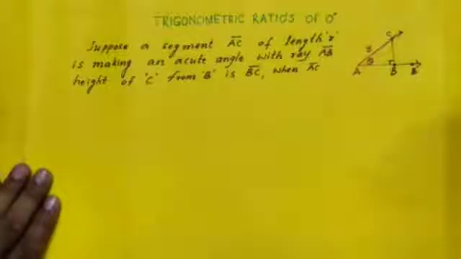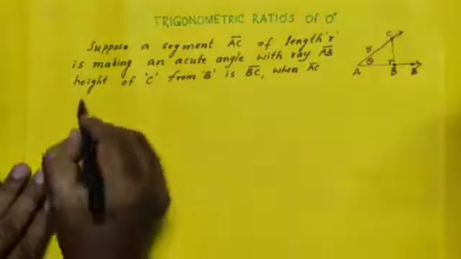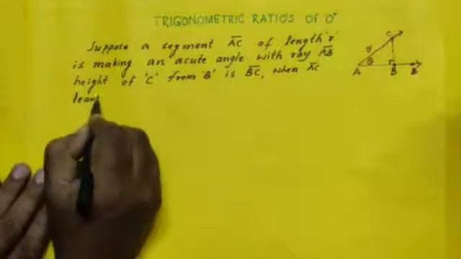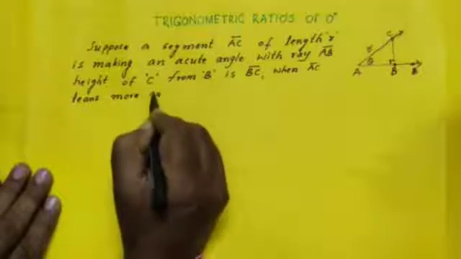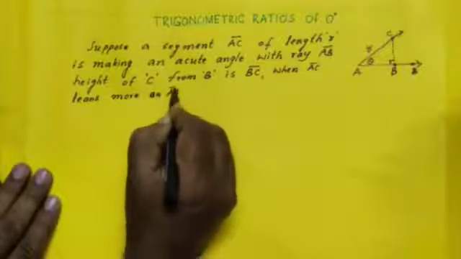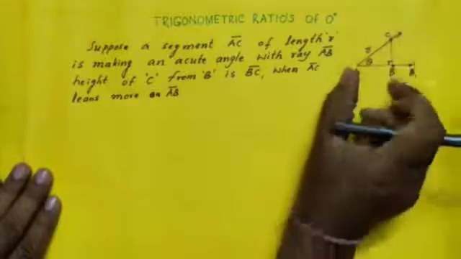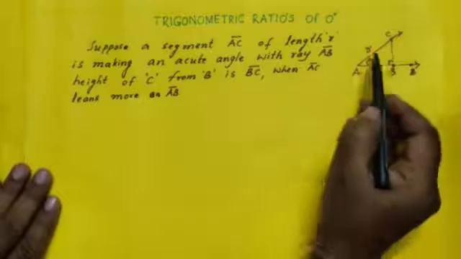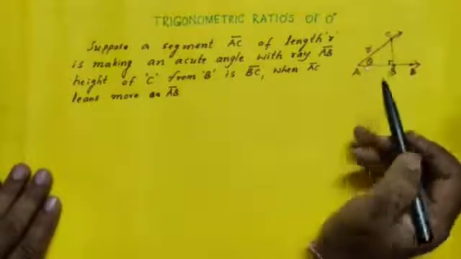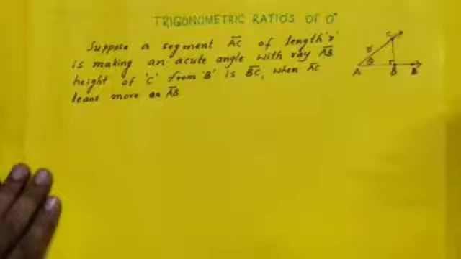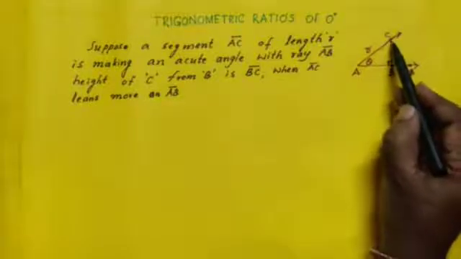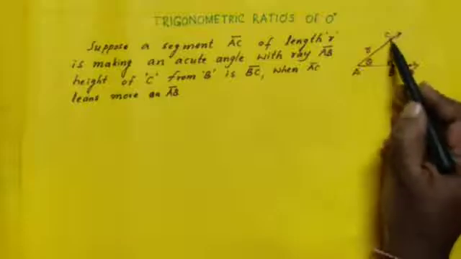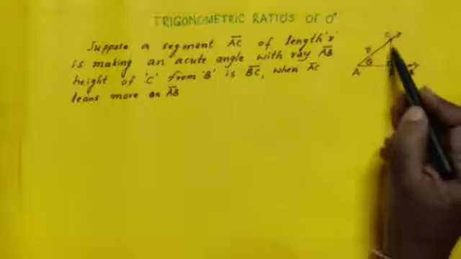So this AC leans more on AB. I have taken this triangle, which is a right-angled triangle. A is an acute angle. As the angle A decreases, the height of C from the ray AB decreases.